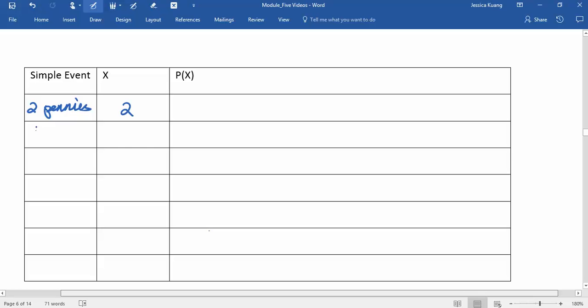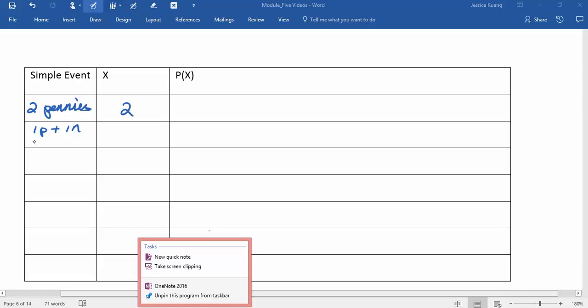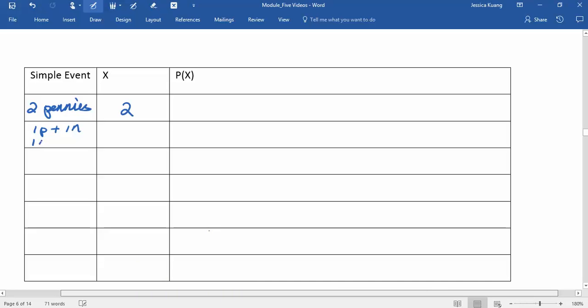Or we could have 1 penny and then 1 nickel, or we could have 1 nickel and 1 penny. In that case, X equals 6. Or we could have 2 nickels. In this case, X equals 10.